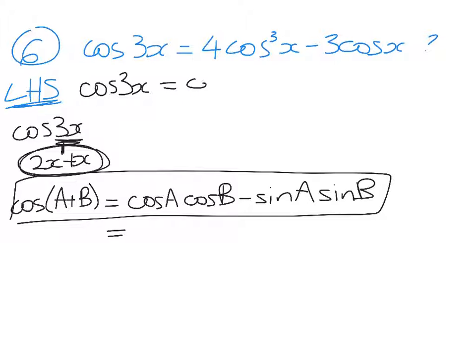So cos of 3x is equal to cos of 2x plus x. Now you're going to need to use your double angle formula, looking where you're going to choose intelligently. So pause it, have a go, and then please come back and watch the rest of the video. Okay, so this is what we get.